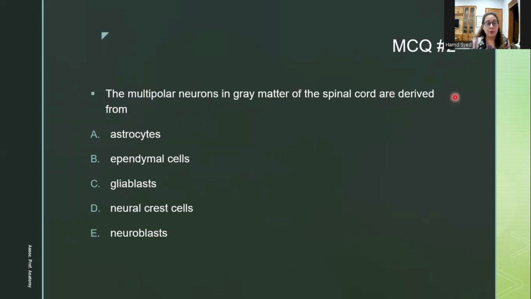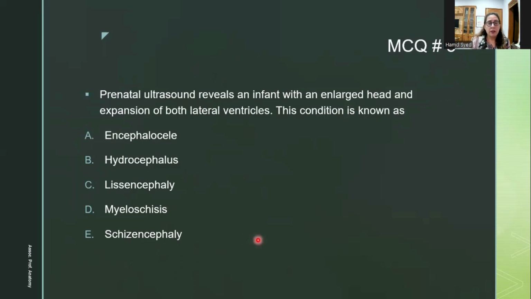Now the next one: the multipolar neurons in gray matter of spinal cord are derived from. Well, these are neurons, so they are going to be derived from the blast cells, which are known as the neuroblasts specifically. Prenatal ultrasound reveals an infant with an enlarged head and expansion of both lateral ventricles. This condition is known as, we just talked about this condition in this discussion, hydrocephalus, in which there is an enlarged head due to expansion of both lateral ventricles. So B is the answer for this MCQ.